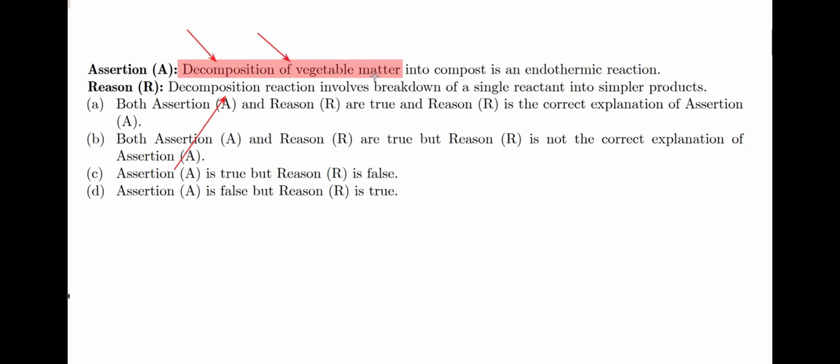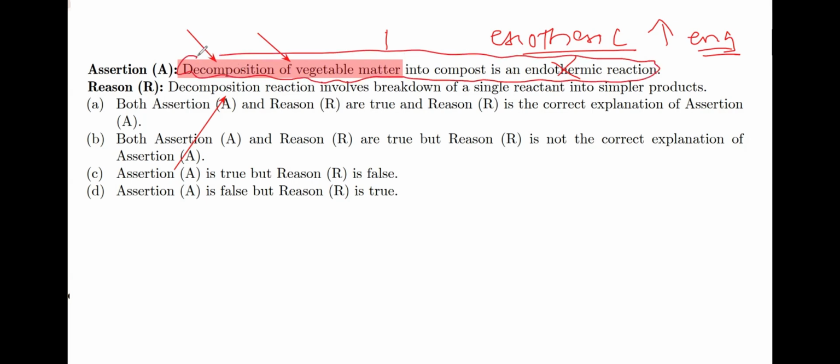Here, decomposition of vegetable matter means how we convert animal excreta and vegetable matter into compost. And that is not an endothermic reaction. That is an exothermic reaction. And what is an exothermic reaction? A reaction in which heat energy is released. So we can say that this is incorrect. So if the assertion is incorrect, we say it is option D. Yes, the assertion is false, so it should be D.